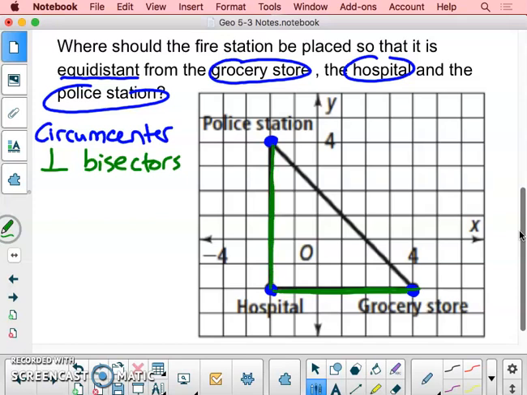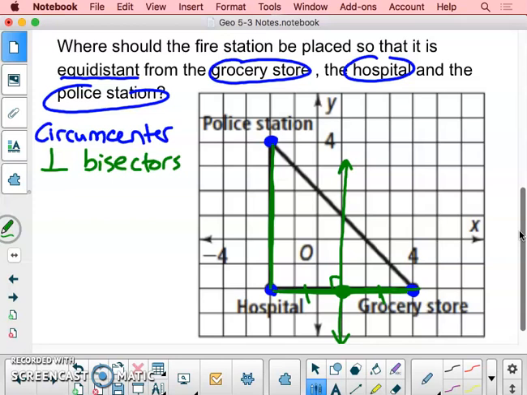All right, so we go halfway in between the hospital and the grocery store, which has a distance of 6. So I can put a dot 3 away from each point, each endpoint, the grocery store and the hospital. I know that that's a midpoint now. If I go perpendicular through the midpoint, I'm going to have a perpendicular bisector.